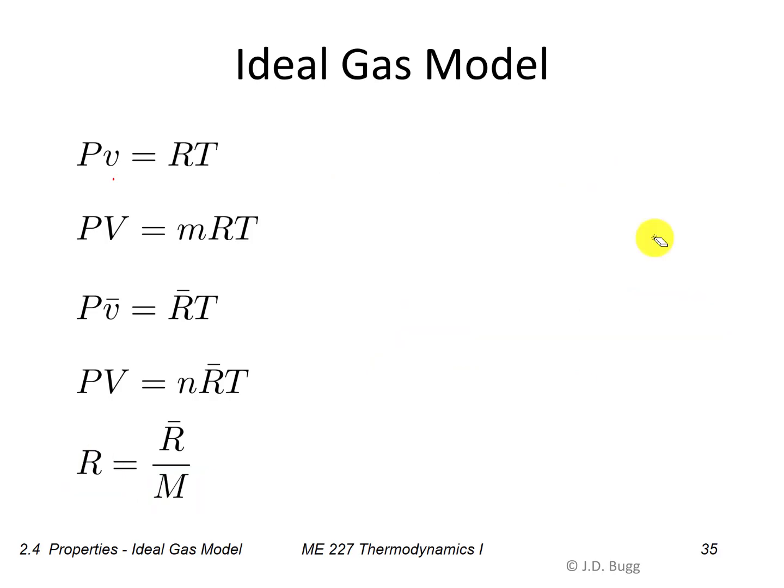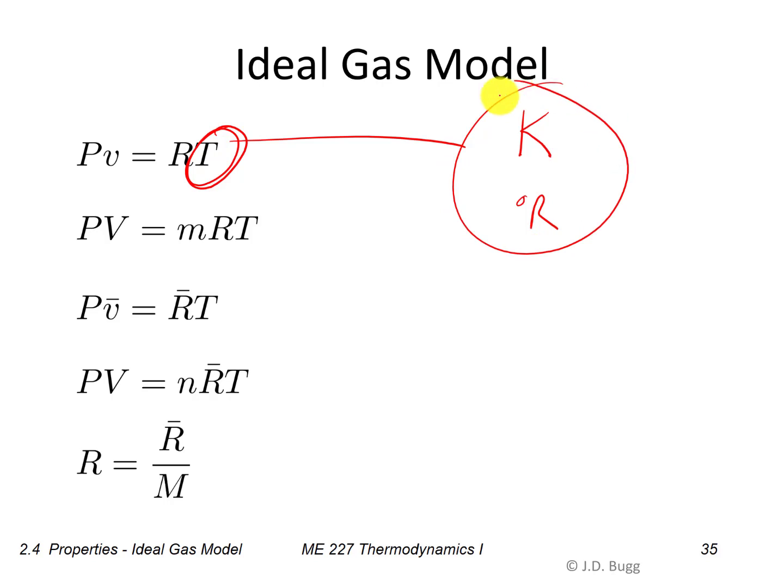The last thing that I want to point out or remind you of about all of the forms of this equation is that this temperature has to be in an absolute scale. So if we're working in SI units, that temperature has to be degrees Kelvin. If we're working in English engineering units, it has to be degrees Rankine. So you have to be careful about that. You cannot take degrees Celsius and put it in there, or degrees Fahrenheit. Ideal gas law will not work if you do that.